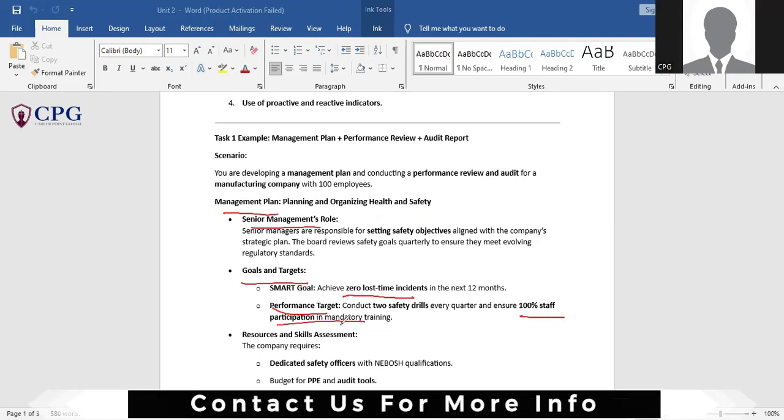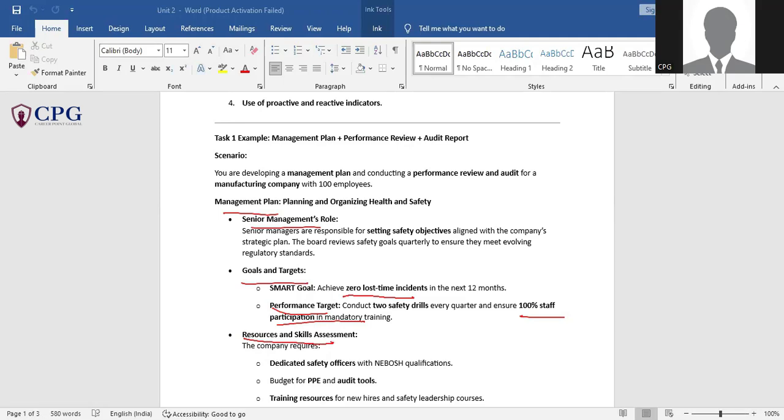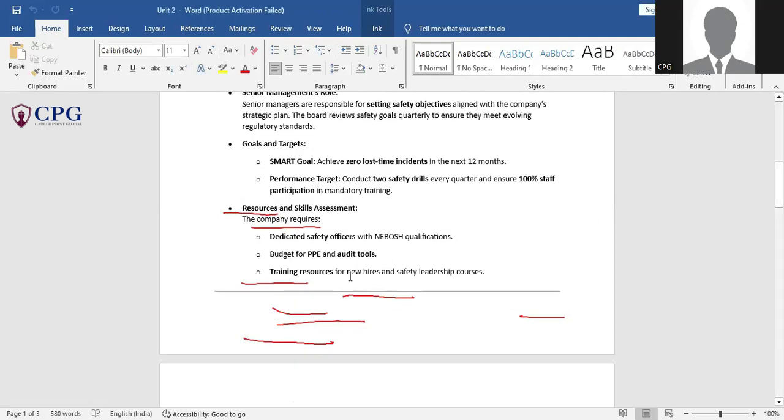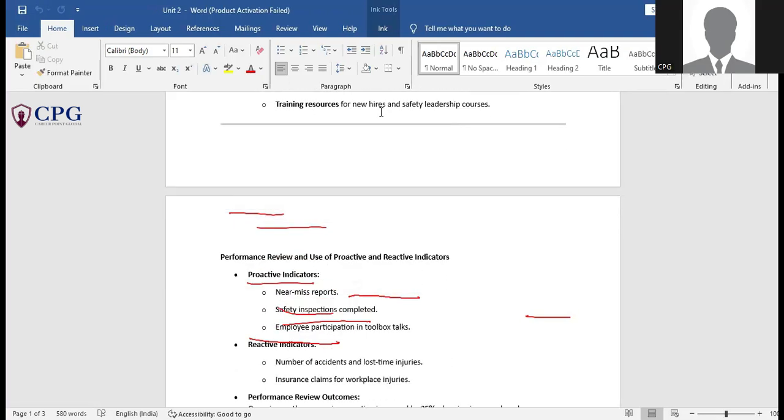Then, while managing the plan, what resources are available? If not available, what kind of arrangements are they going to make so that these resources are available? For example, a dedicated health and safety officer, PPE, training resources, and all those things. Then, as we said, the second one is the performance review, and the third one is the audit report.